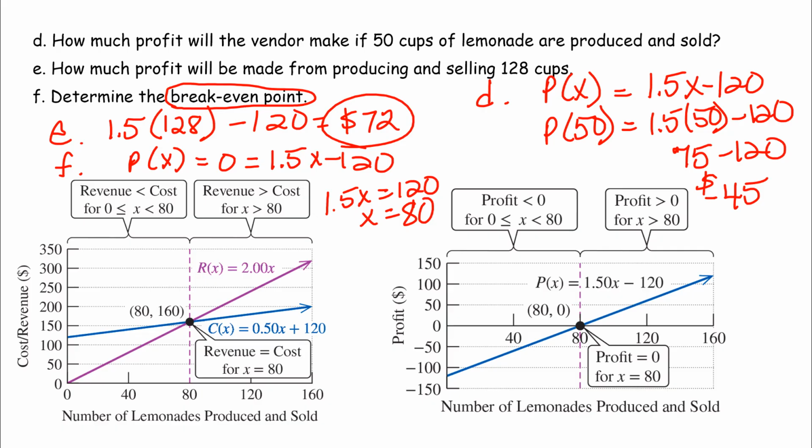It would cross the x-axis at 80. So at 80, that means the profit is 0. And then above 80, it's above 0. And below 80, it's below 0. So those are the graphic ways to look at the cost, the revenue, and the profit.